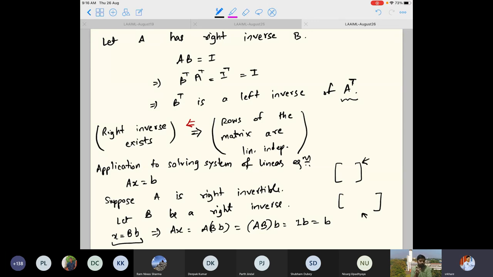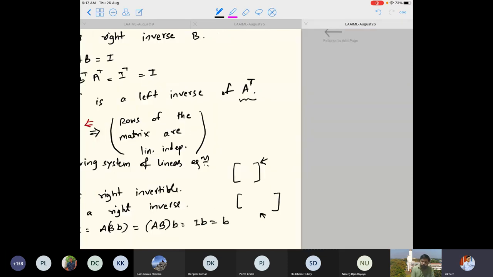So the right inverse multiplied by the right hand side, Bb, will give us a solution.